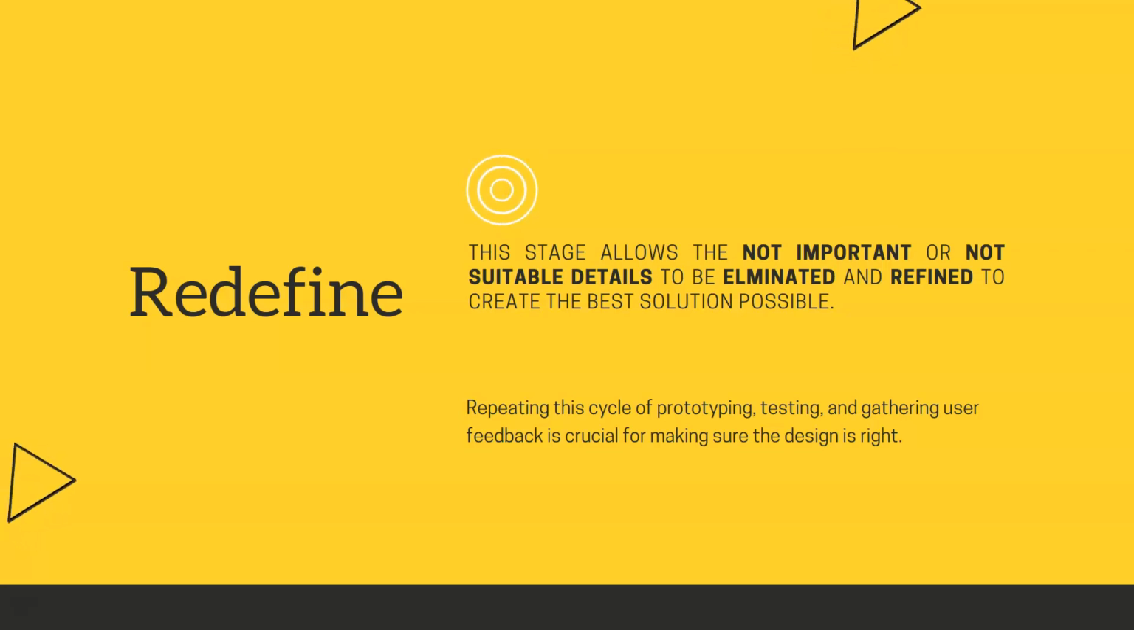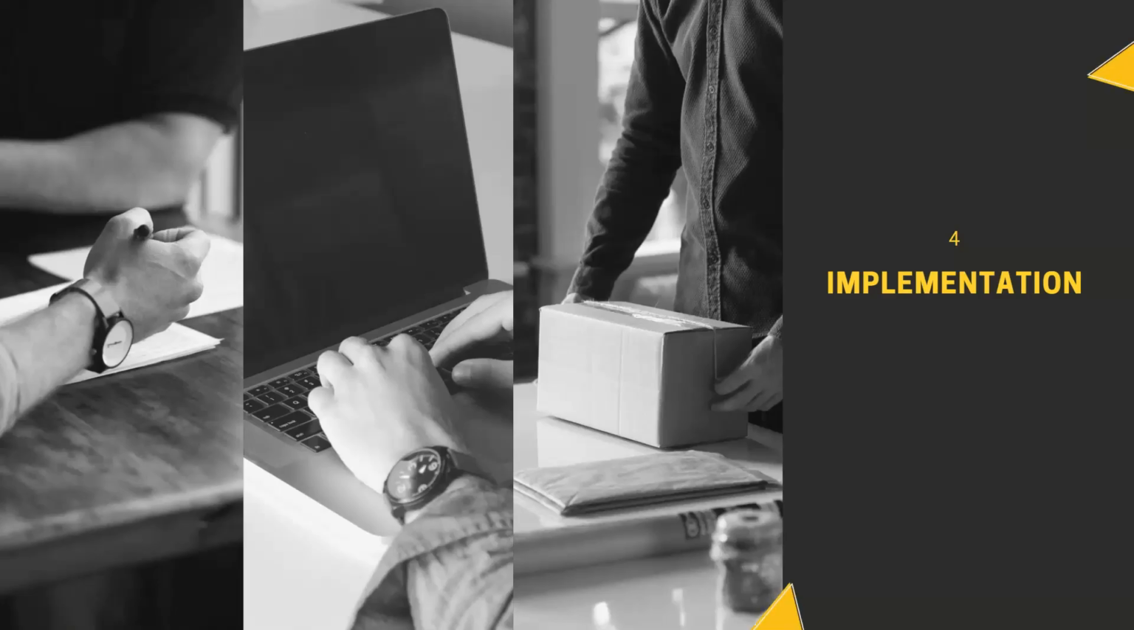So what you have to do in the design thinking process is repeat this cycle. You have to prototype, test, and gather user feedback, and keep on repeating. This is an iteration process, as we can call it. We iterate that until we get the best solution for the problem.